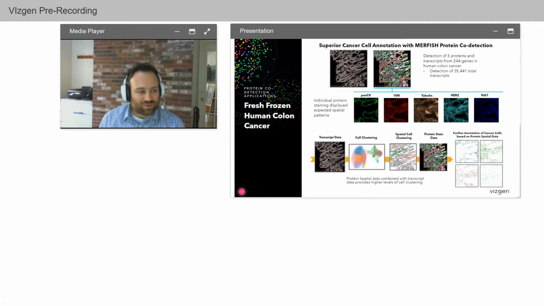So we can look at where fibroblasts are, and whether there is a population of fibroblasts potentially located in a different area and expressing a different subset of genes. And so we can do this not just for the immune cells, but for the cancer cells as well. What this gives us is the ability to further subtype these cells using the protein staining.